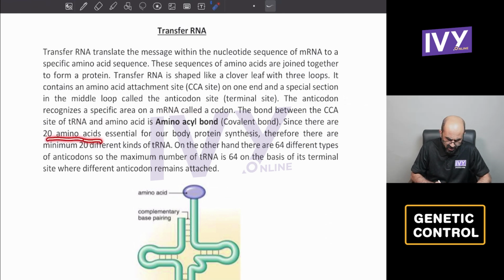Since there are 20 amino acids essential for our body protein synthesis, there are a minimum of 20 different kinds of tRNA. You know that we have 20 types of amino acids. So if one amino acid is going to attach to one tRNA, it means we have at least 20 different types of tRNA, each having a specific amino acid.